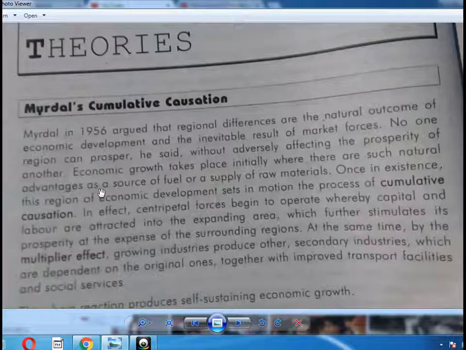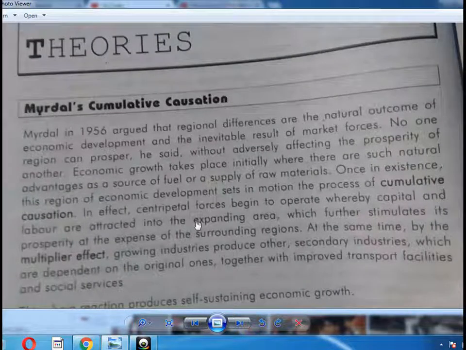Economic growth takes place initially where there are such natural advantages as a source of fuel or a supply of raw material. So here, the important thing: no one region can prosper, he said, without adversely affecting the prosperity of another. Once in existence, economic development sets in motion the process of cumulative causation.